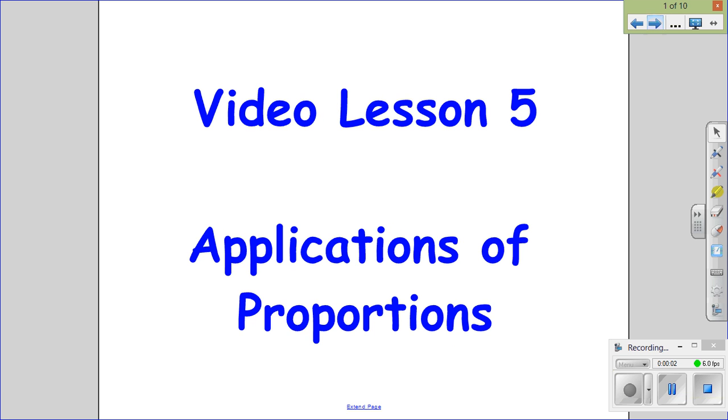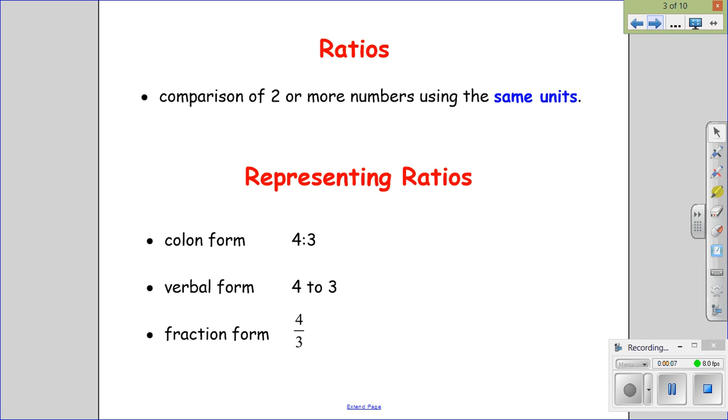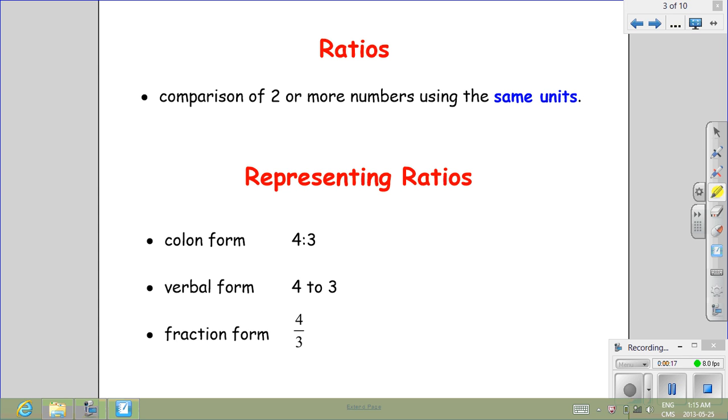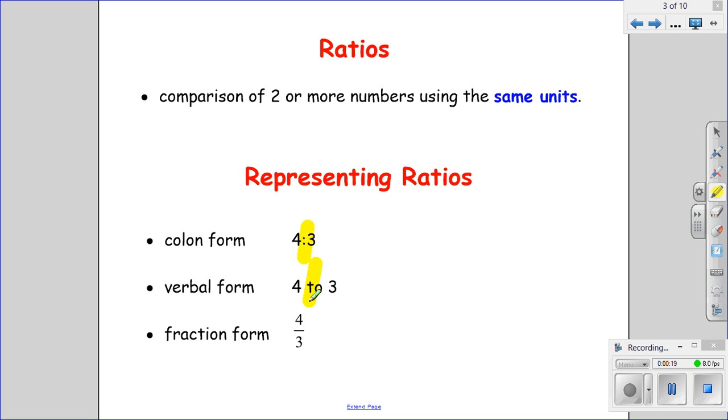Proportional reasoning and applications of proportions. In order to solve proportions and solve applications of them, we need to remember what a ratio is. It's a comparison of two or more numbers using the same units. It can be written in column form, verbal form using the word "to", or fraction form.